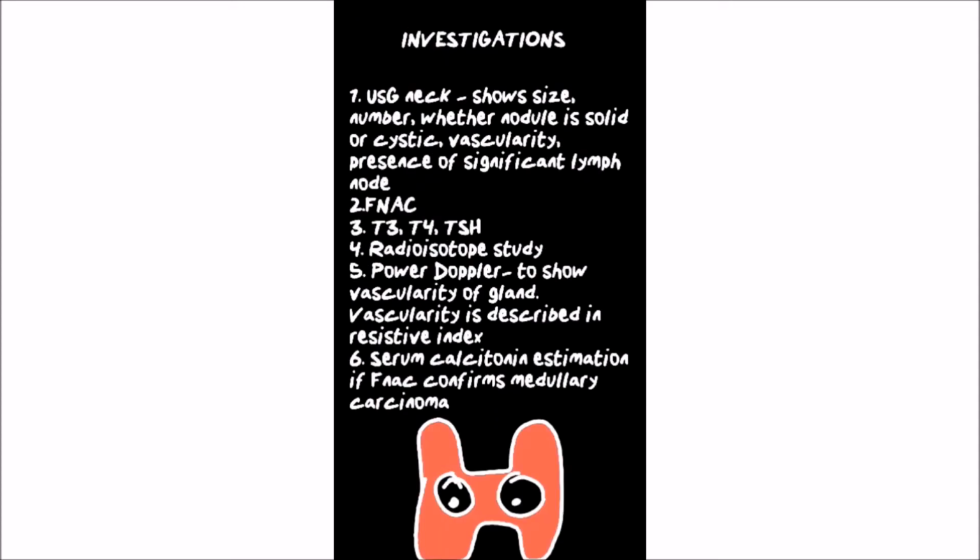The investigations: an ultrasound of the neck will show the size, number, and whether the nodule is solid or cystic. It will tell us the vascularity and the presence of significant lymph nodes. An FNAC can be done. T3, T4, TSH is done. Radioisotope study may be done. A power Doppler can be conducted to show the vascularity of the gland, and the vascularity is described in terms of resistive index, and serum calcitonin estimation can be done if FNAC confirms medullary carcinoma.